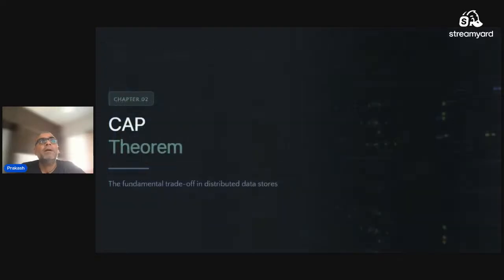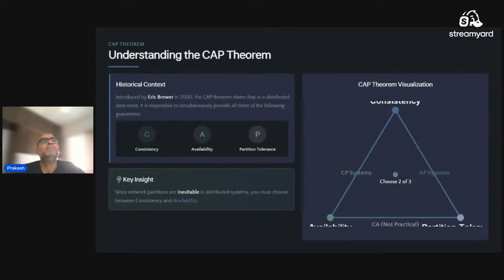Okay. Now let's understand how the CAP theorem plays its role in distributed systems. The CAP theorem was invented sometime in 2000 by Eric Brewer. CAP stands for consistency, availability, and partition tolerance. What it's saying is that in a distributed system, in a network partition environment, you can't have all three at the same time. You've got to pick two out of three, right?